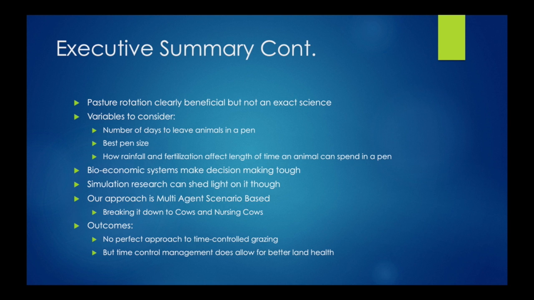Through our research, we found that pasture rotation is clearly beneficial, but it's not an exact science. There are many variables to consider, such as the number of days to leave an animal in a pen, the best pen size, and how rainfall and fertilization affect the length of time an animal can spend in a pen. These bioeconomics make the decision-making process very tough for ranchers and farmers that are running a dairy or a pure beef ranch. But simulation research, as we found out, can shed some light on this issue.